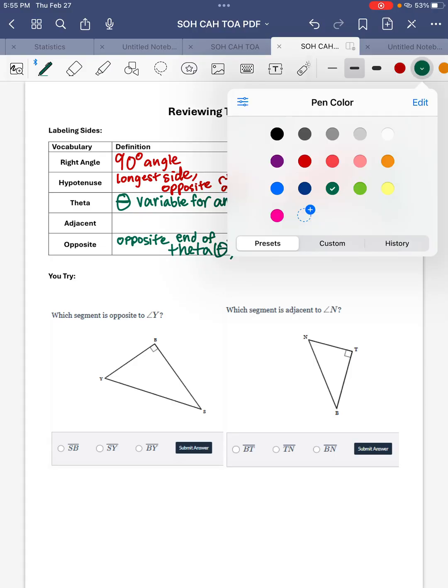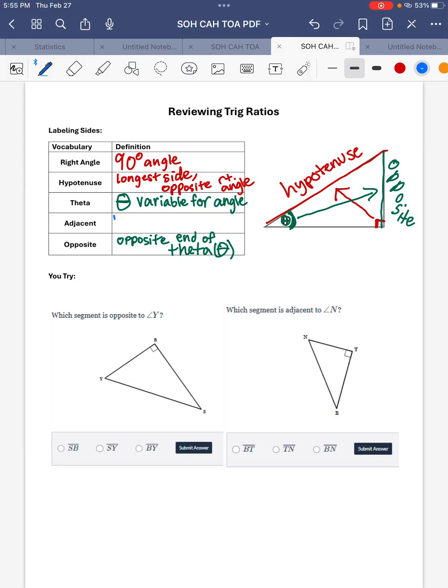Finally, we have the adjacent. Adjacent literally just means next to. So in this case, the adjacent is just the side that is next to the theta. So it's just next to the theta.